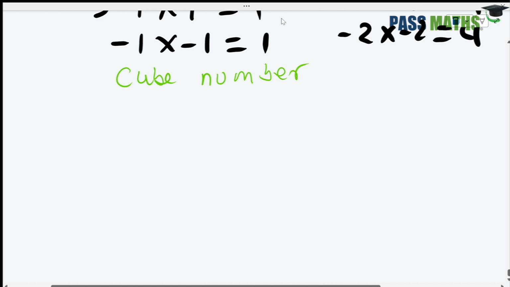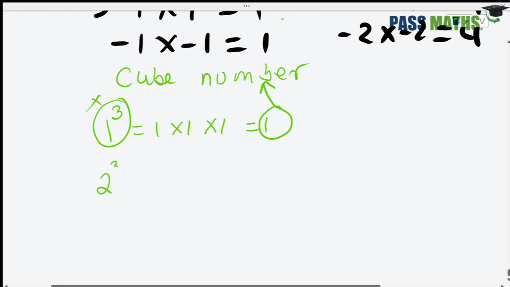This time, as you know, cube is a 3D shape. So 1 cube, 1 to the power 3. Last time we did square. That's the square numbers. So this will be 1 times 1 times 1, which is 1. And this is your cube number, not this one.